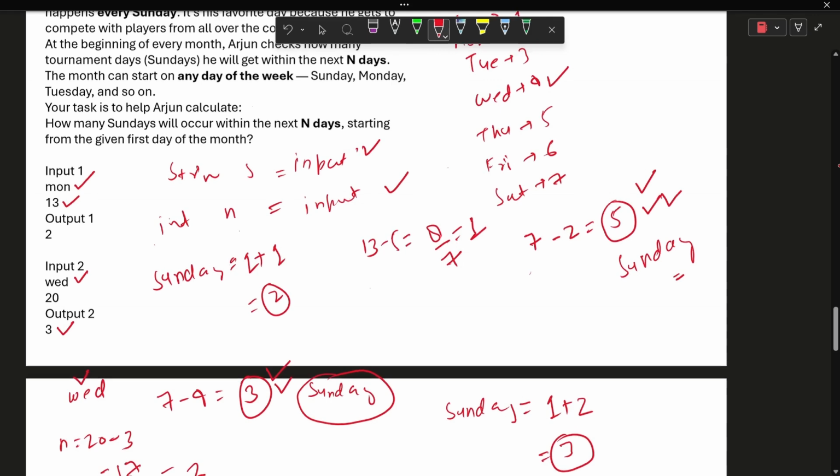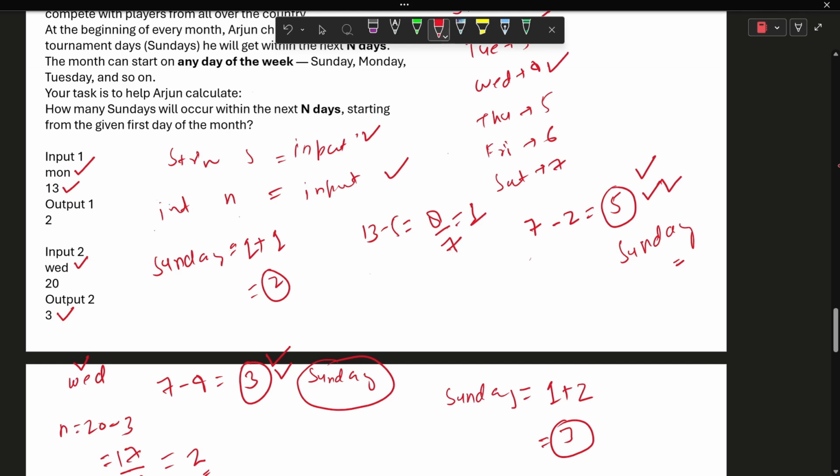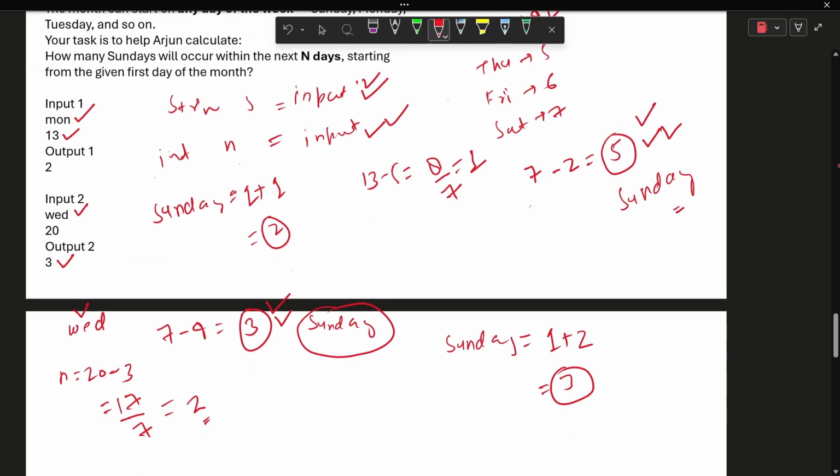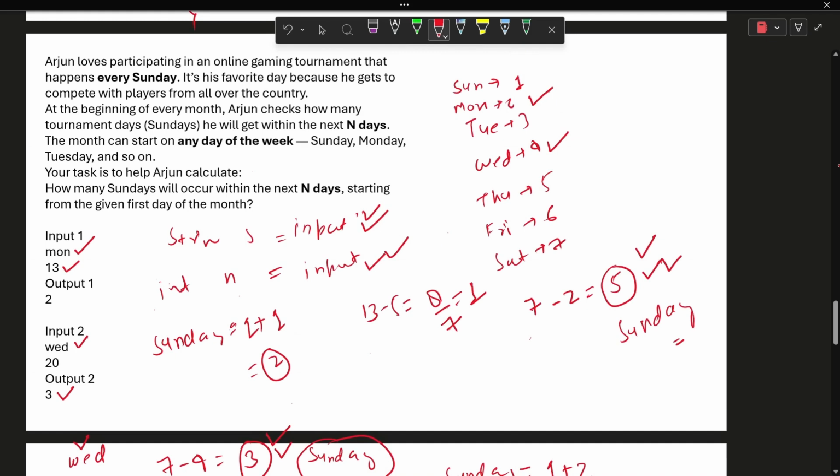Now I don't think so. We have to code it basically. It is a very usual question. We have to take an input s and take an input n. Just put the value: if the string value is sun, then put it as 1. If mon, put it as 2.